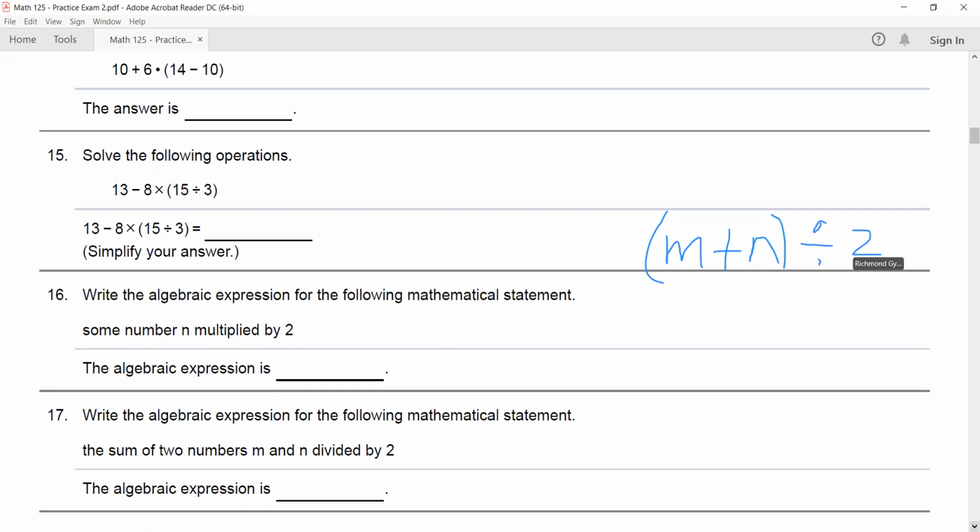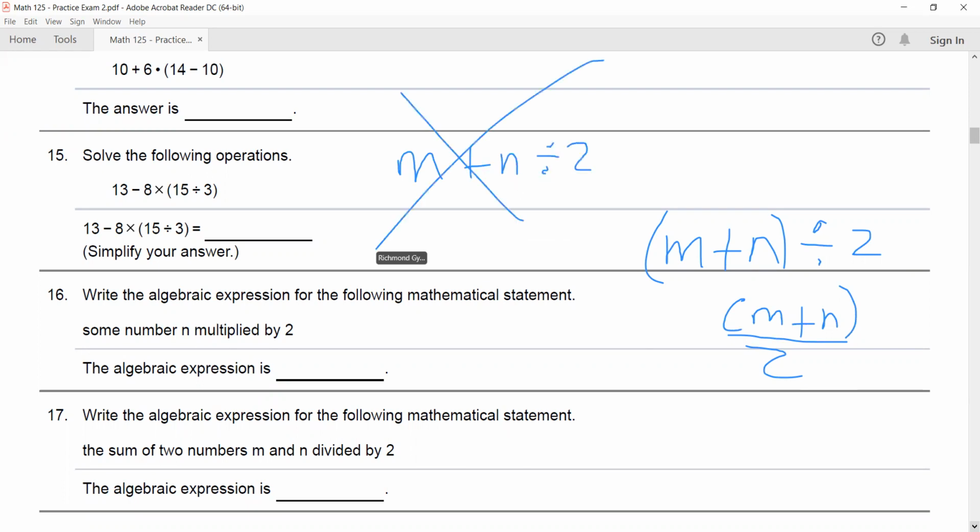Or I could rewrite this as (m plus n) divided by 2, okay? Now, this is not the same as writing m plus n divided by 2. This is wrong, because what you are saying is that you are only dividing n by 2, but that's not what the question says. The question says, divide the sum of m plus n by 2. So if m is 5, n is 3, okay?